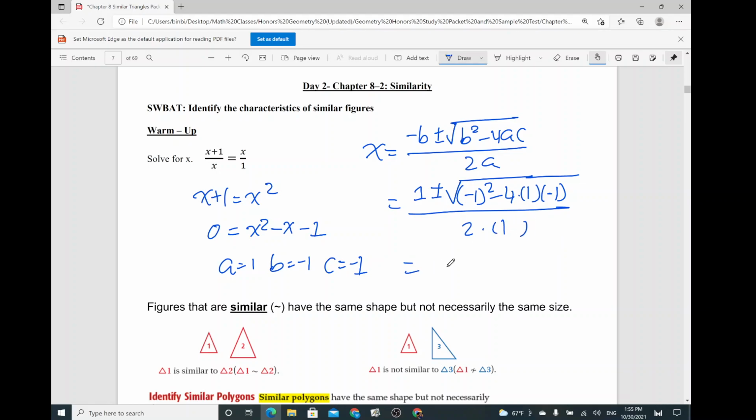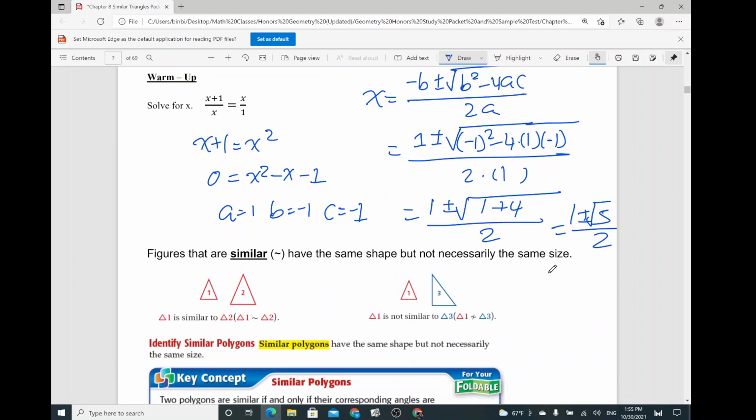Evaluate it by using PEMDAS: 1 plus or minus the square root of negative 1 quantity squared, that's 1. Negative times negative is positive, so plus 4, all over the product of 2 and 1, which is 2. So the final answer is 1 plus or minus root 5, a non-perfect square, the whole quantity all over 2. So there are two different solutions for this quadratic equation. That is how we cross multiply for the geometric means.